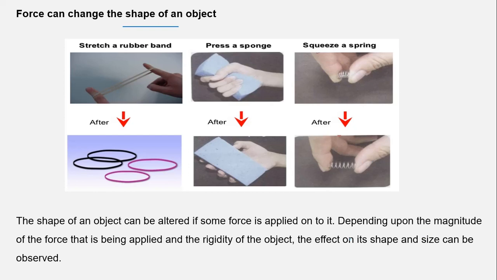And this effect depends upon the magnitude of the force, how much force we are applying, and the rigidity of the object. The change in shape in the case of a spring and a sponge will be different because the rigidity is different. So force can change the shape and size of the object.